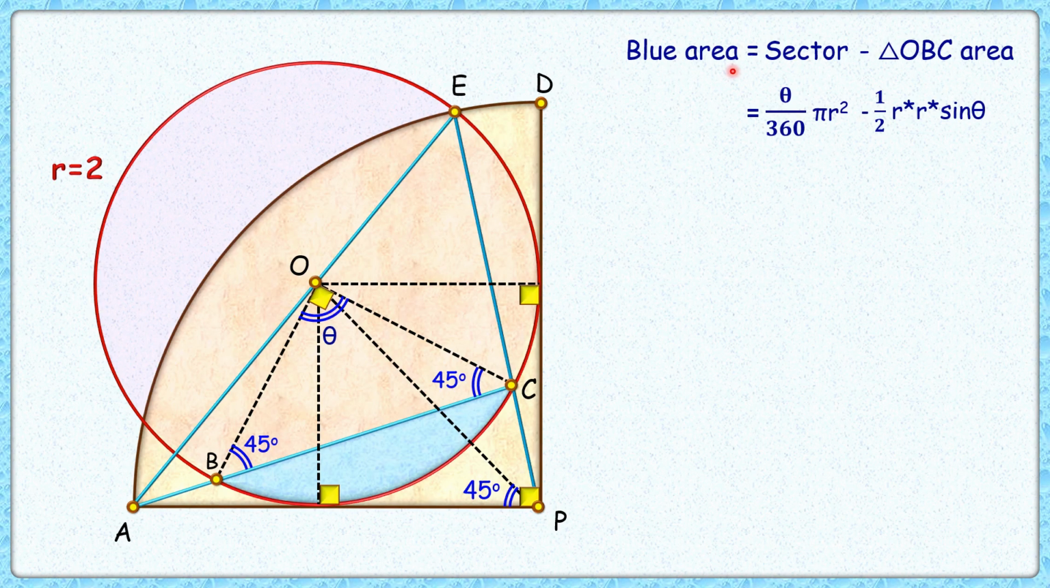And our blue area, now we can put theta as 90, so the blue region will be 90 upon 360 times pi r square, where r is 2 centimeter. For the area of the triangle, this is a right angle triangle, so it will be half of base into height. Simplifying it, we'll get this blue region as pi minus 2 centimeter square, and that's our answer.